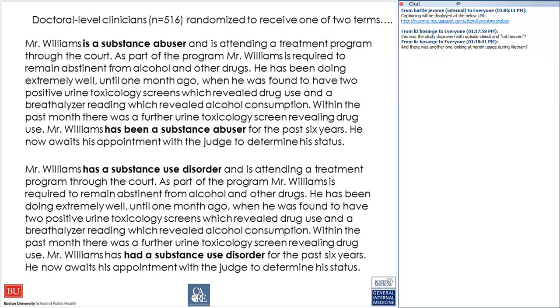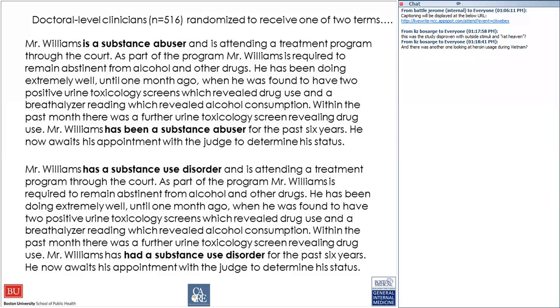It was a vignette study. He presented two stories to experienced doctoral level clinicians with experience treating mental health and substance use disorders, and they were randomly assigned to be exposed to two different scenarios. You don't have to read all the words on this slide. There are two stories about someone who is getting treatment for addiction. In the first story, you can see the bolded term was substance abuser. He has been a substance abuser. The second version of the story is identical, but it talks about him having a substance use disorder.